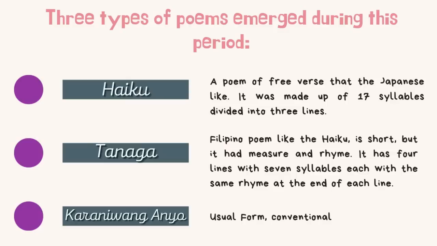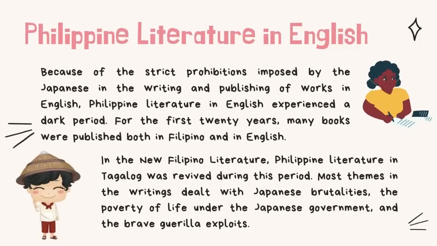Next is tanaga, a Filipino poem like the haiku, which is short, but it has measure and rhyme. It has 4 lines with 7 syllables each, with the same rhyme at the end of each line. And lastly, karaniwang anyo, or the usual form or conventional way of how Filipinos write their poems. How about the Philippine literature in English?